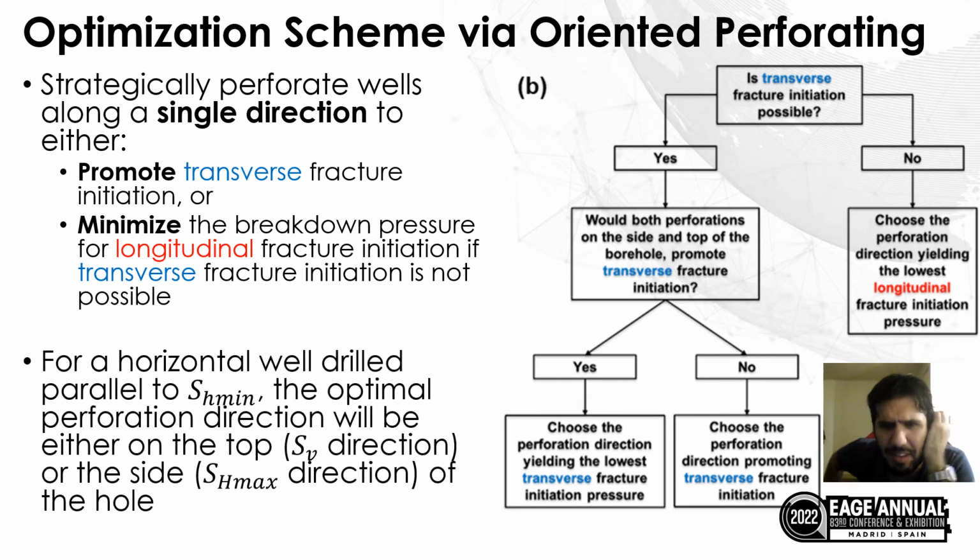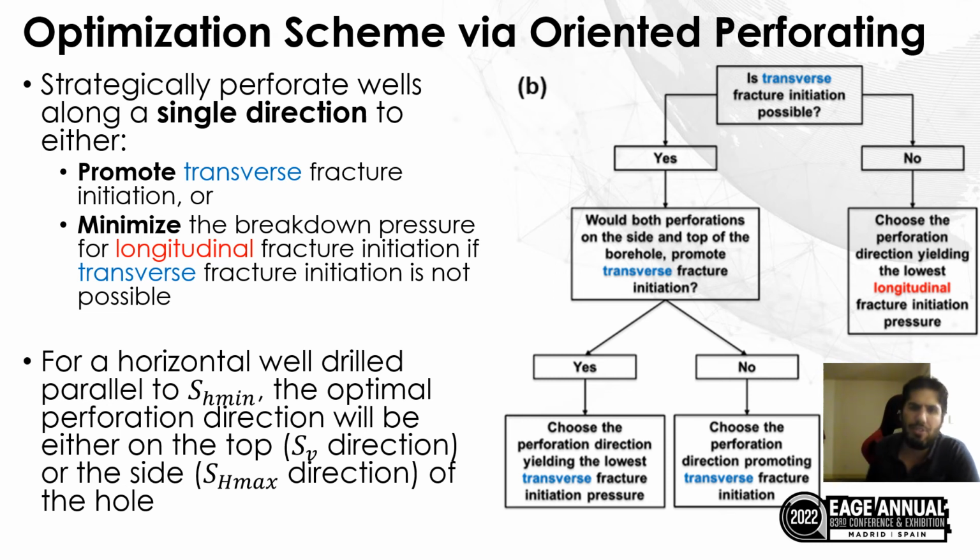It's fairly simple. Basically, you check if the transverse fracture initiation is possible. If so, you choose the perforation direction that will give the lowest breakdown pressure for those transverse fractures. And if one direction will give longitudinal and the other transverse, obviously you are going to use the one that is giving transverse, even if that would be at a higher breakdown pressure. If transverse fracture initiation is not possible, then you just try to minimize the breakdown pressure for the longitudinal fracture.